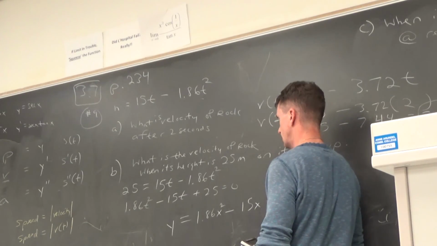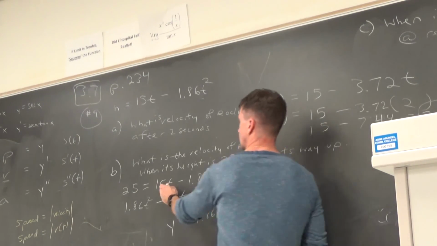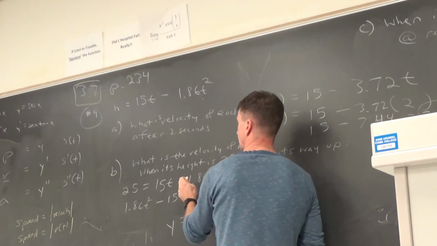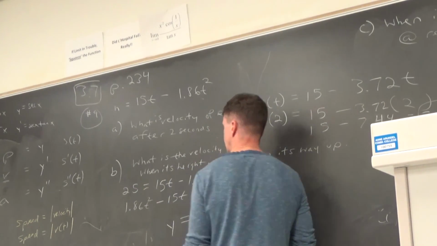Wait, how did the negative get over to the 15? I added this on both sides, and then I added this on both sides, and I subtracted 15 on both sides of the equation.